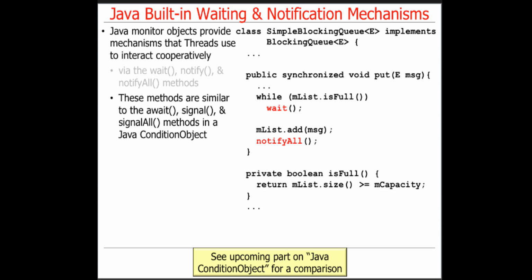Now, you'll see later on that there are some weird quirks about Java's one and only monitor condition per monitor object that make us have to use notify all here. And it's kind of a pain and kind of inefficient. So you'll see later when we talk about Java condition objects, we can optimize this quite a bit. This is actually very inefficient. Nobody would ever write production code like this if they could avoid it.